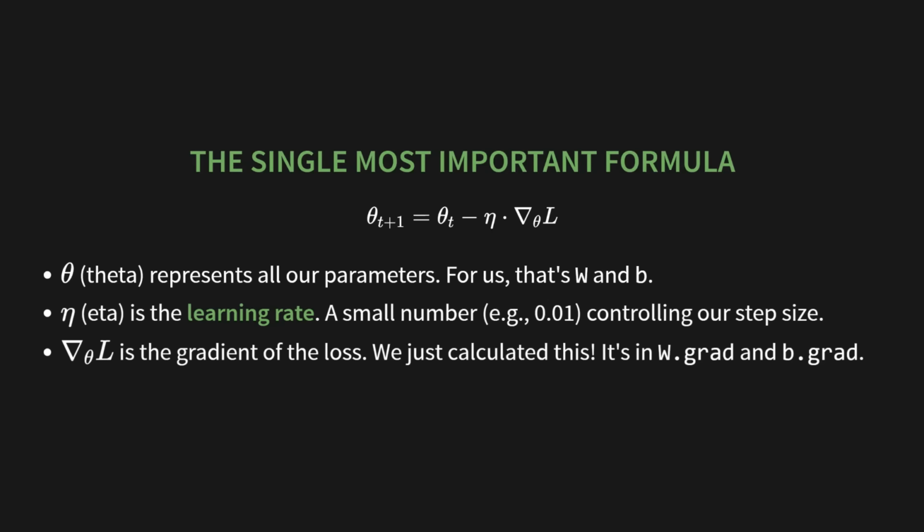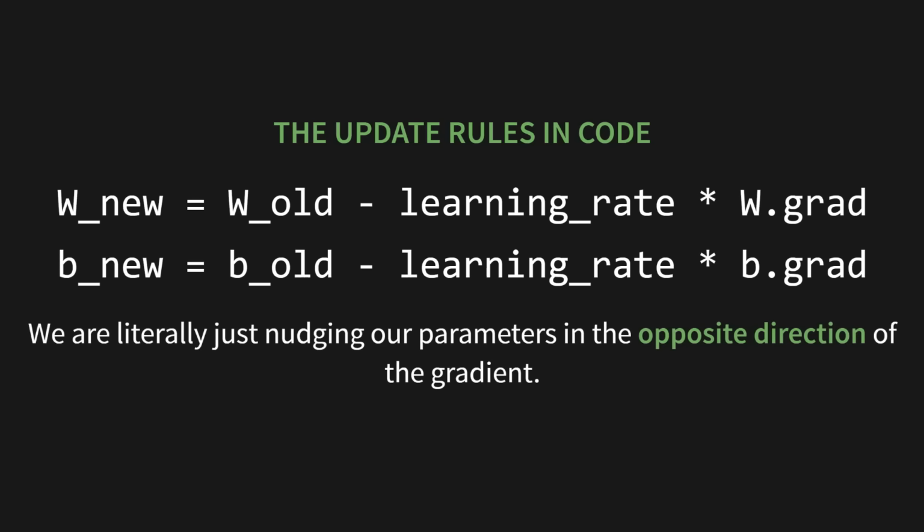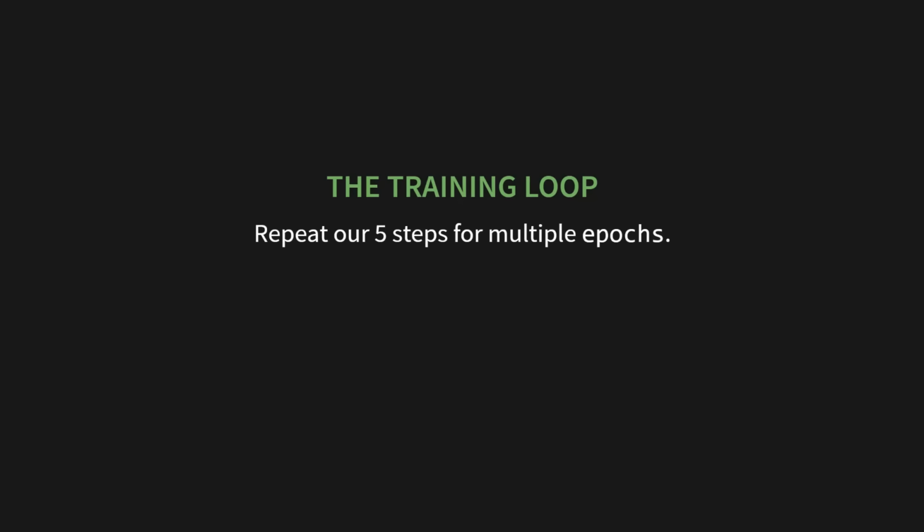So the update rules in our code become a direct translation. W new equals W old minus the learning rate times w.grad, and B new equals B old minus the learning rate times b.grad. That's it. We are literally just nudging our parameters in the opposite direction of the gradient. Let's put it all together into the training loop. We just repeat our 5 steps for multiple epochs. An epoch is just one full cycle through our learning process.